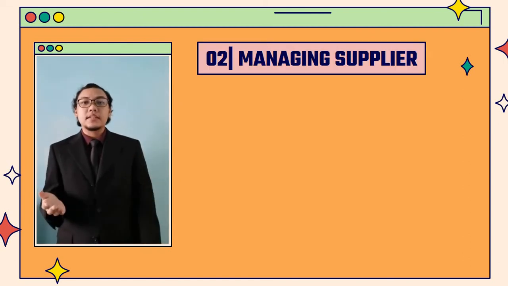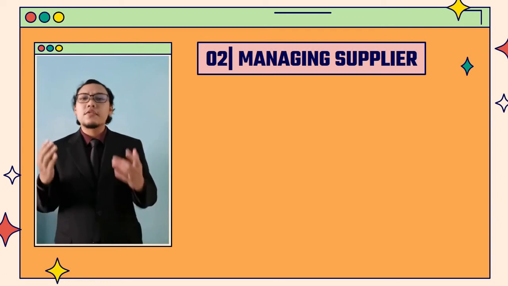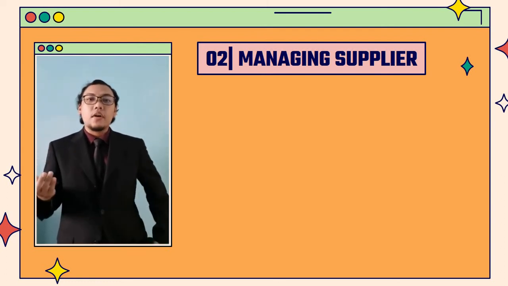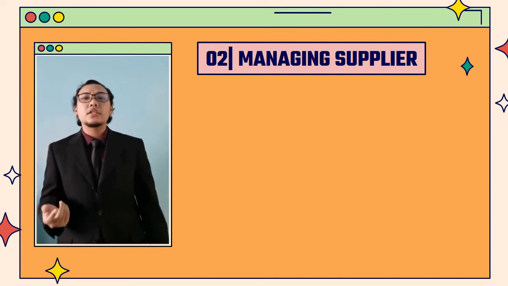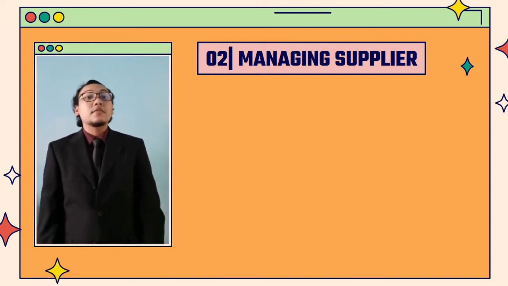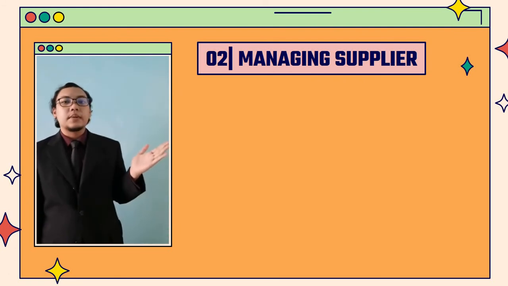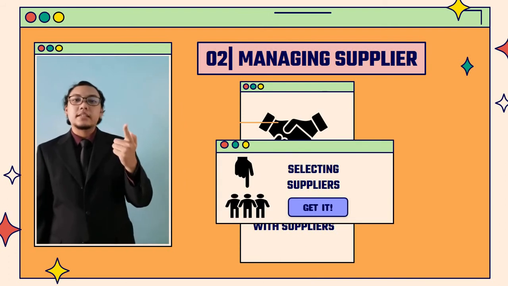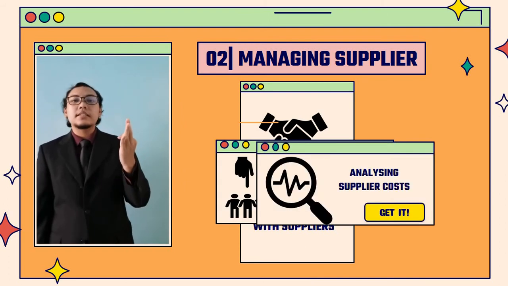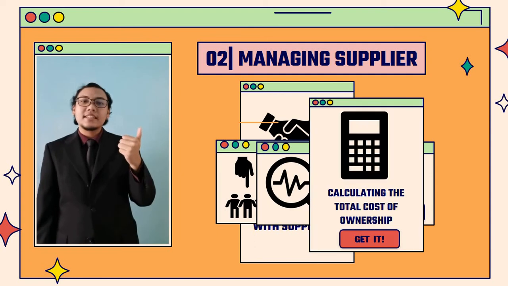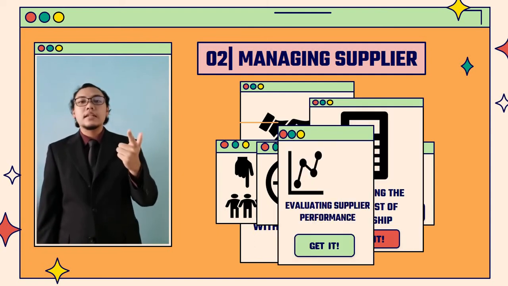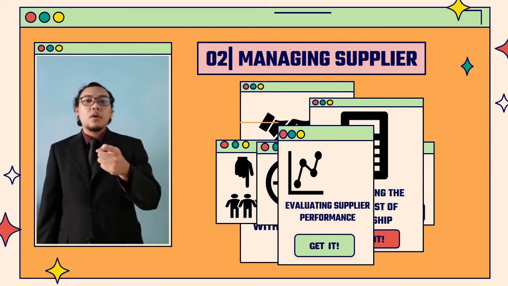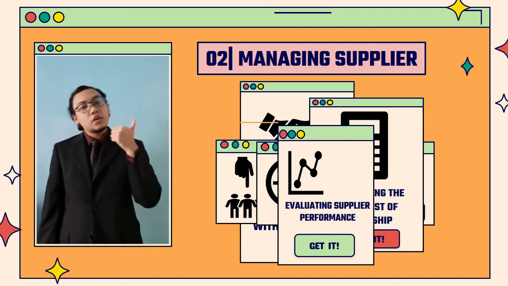Since purchasing materials and components has a great effect on the cost of producing a product, an organization should carefully manage their suppliers. Thus, the five ways for managing suppliers are: first, the relationship with supplier; second, selecting supplier; third, analyzing supplier costs; fourth, calculating the total cost of ownership; and lastly, the fifth way is evaluating supplier performance. Want to know more? Let's go to the next slide.